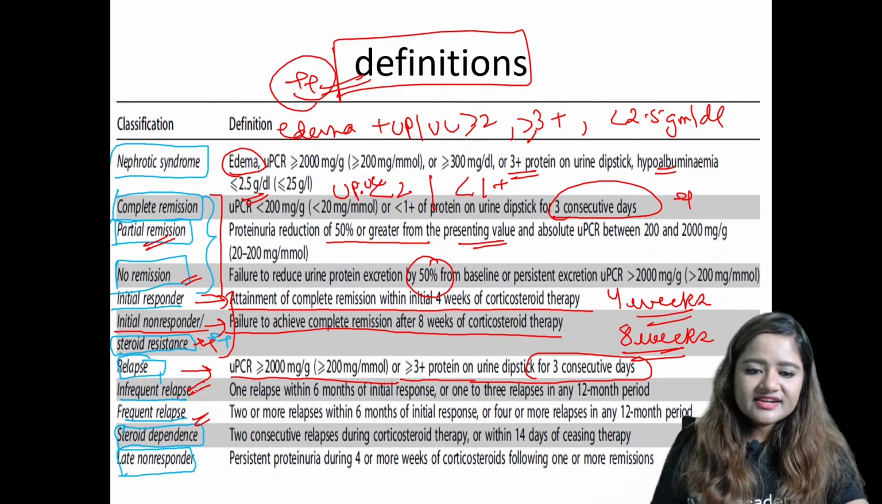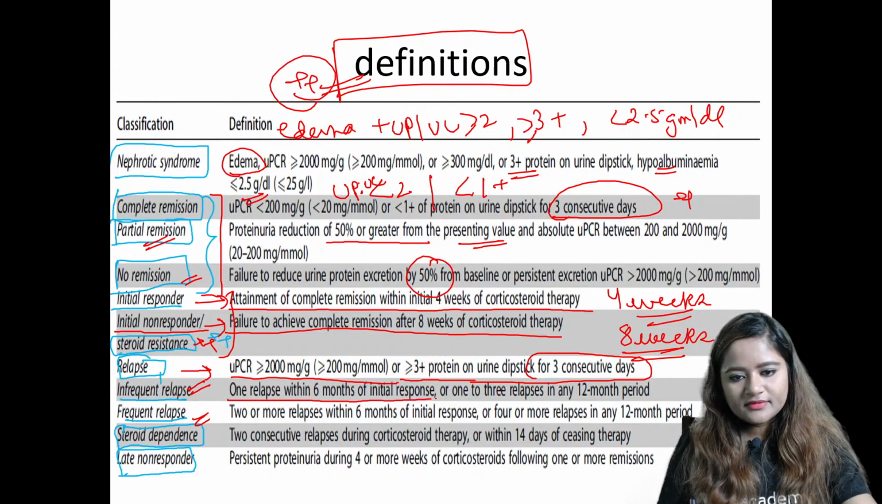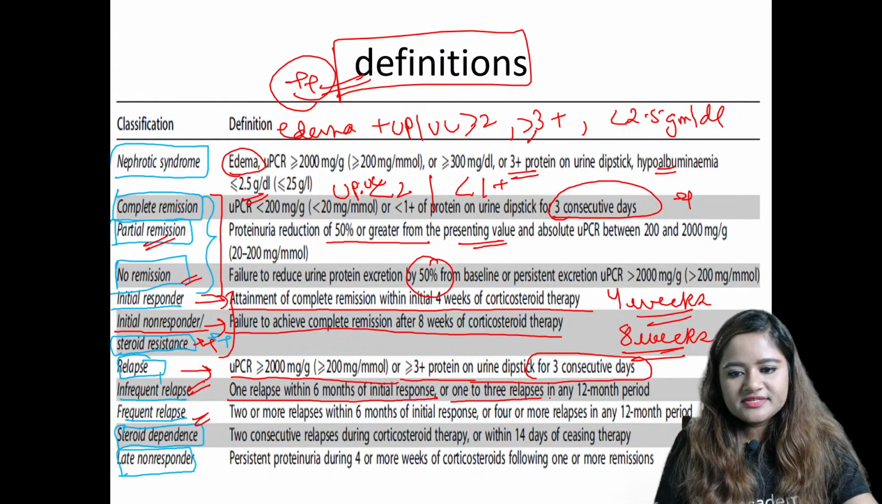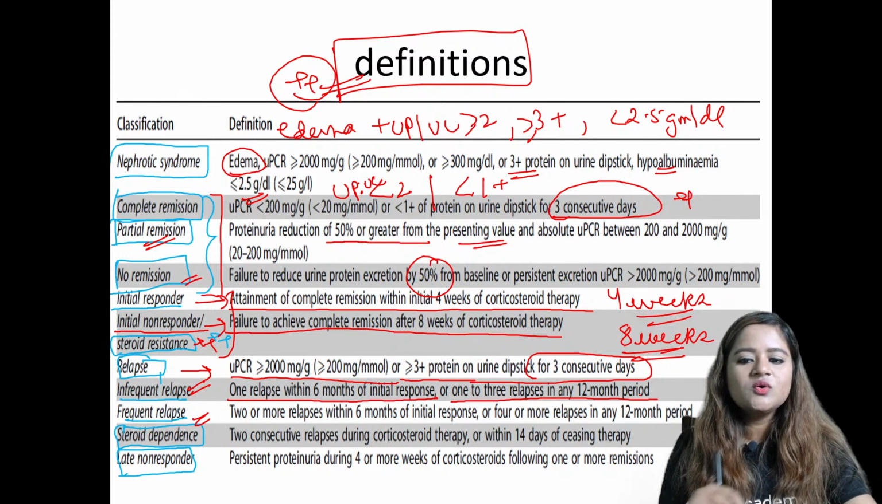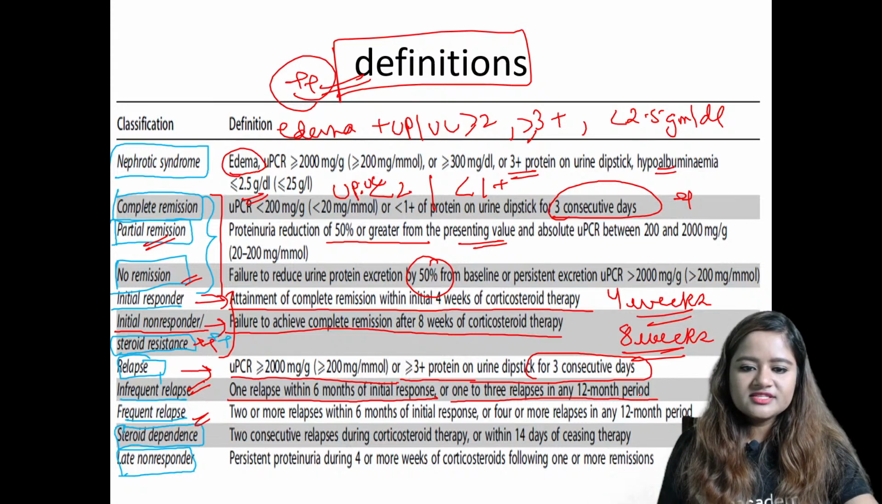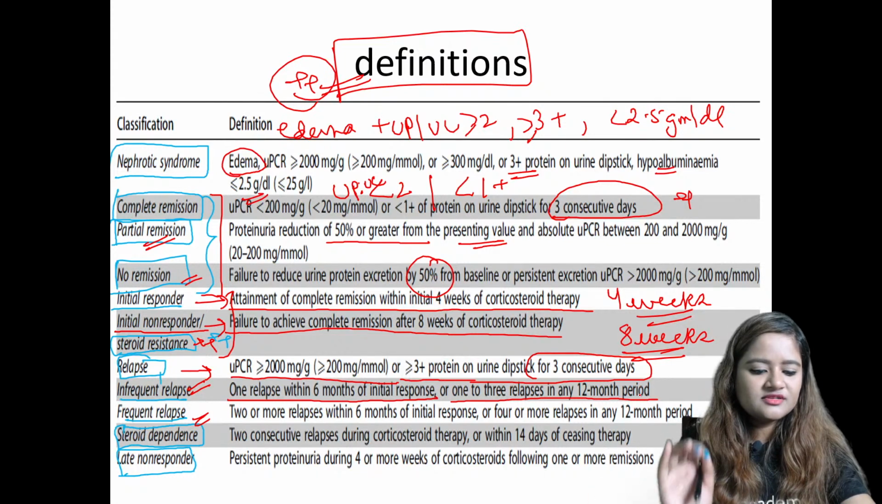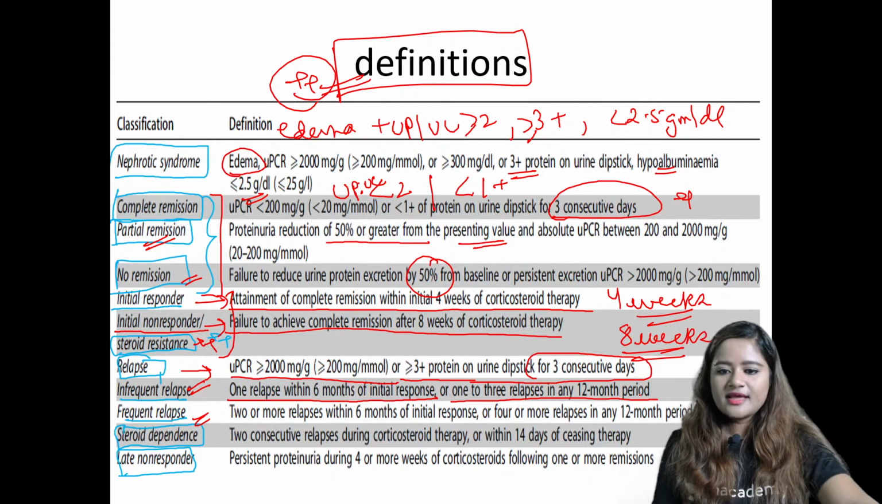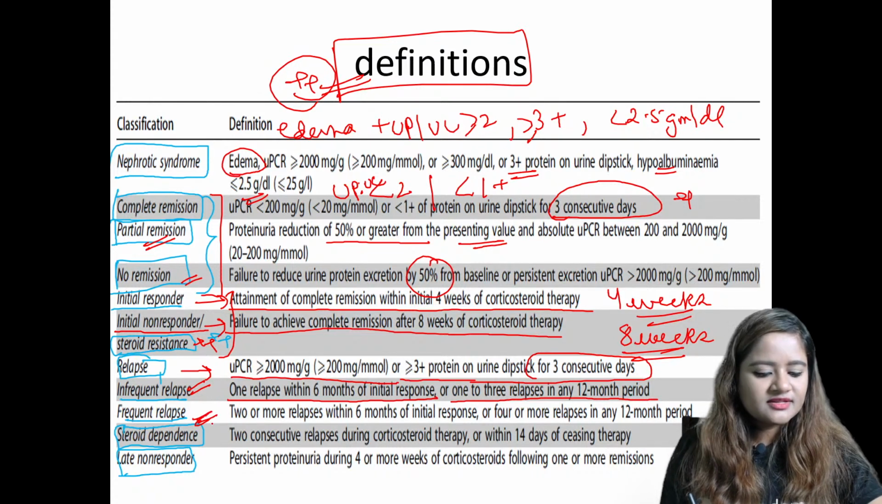मतलब if there is an episode of one relapse within 6 months और 1 to 3 relapses in any 12 months period, या तो 6 months में एक बार relapse हुआ पेशेंट को या 12 months period में 1 to 3 relapses has occurred. So single relapse in the first 6 months or multiple relapses in any 12-month period, उसको हम कहते हैं infrequent relapse. Frequent relapse का मतलब क्या हो गया?